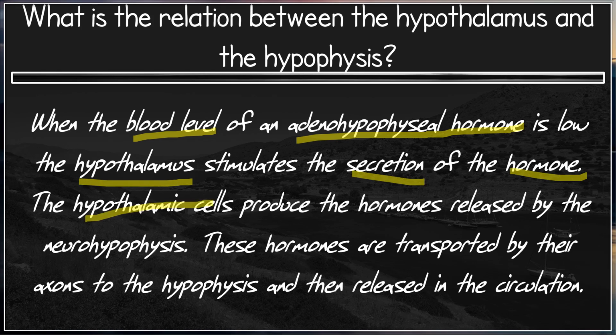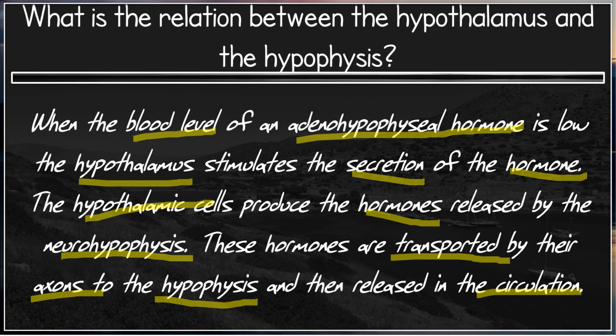Hypothalamic cells produce hormones released by the neurohypophysis. These hormones are transported by their axons to the hypophysis and then released in the circulation.